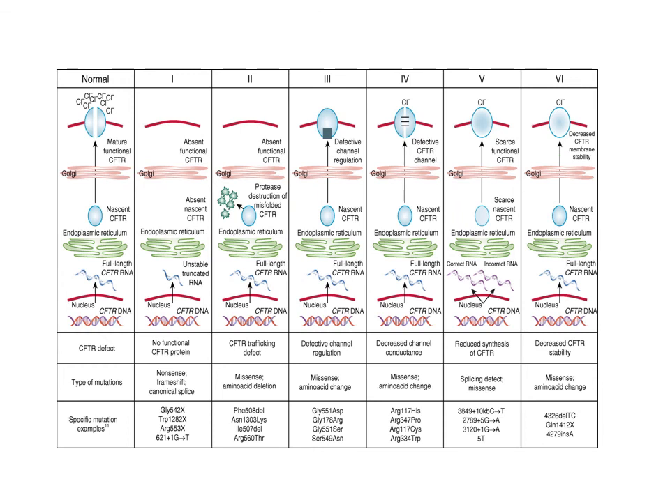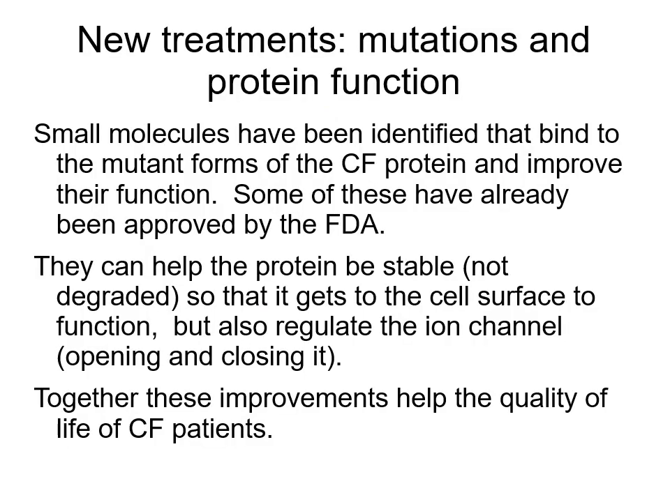Okay, this is just another slide which has a little bit more detail like that. So small molecules have been identified that will bind to these mutant forms and improve their function. Some of these have been approved by the FDA. Some of them can help the protein stabilize, which is to say the delta F508 mutation. There are drugs now that help the protein survive the pathway through the secretory system. That mutation actually also causes issues with the channel, but still you have to be able to get it there in the first place.